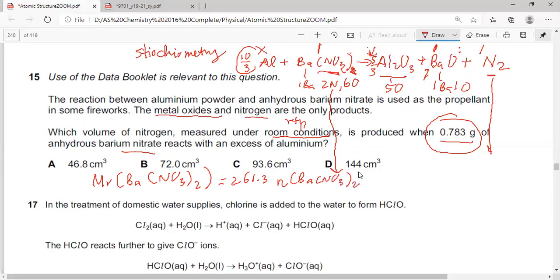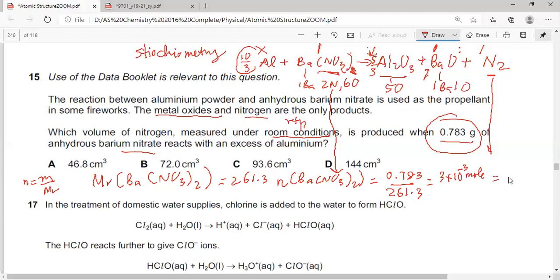Don't say you know and then not do it. I'll tell you first. What's the mass? 0.783 over what's the Mr? Remember, that's why you always have to use these formulas: n equals mass over Mr. So it's 0.783 over 261.3, which equals 3 times 10 to the power minus 3. A very nice number of moles.